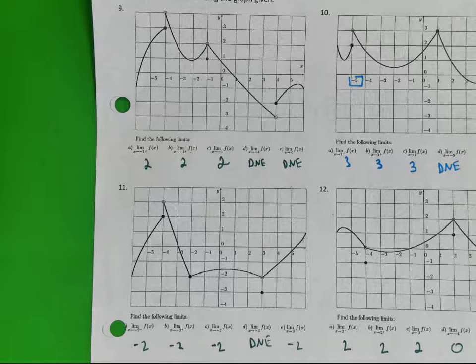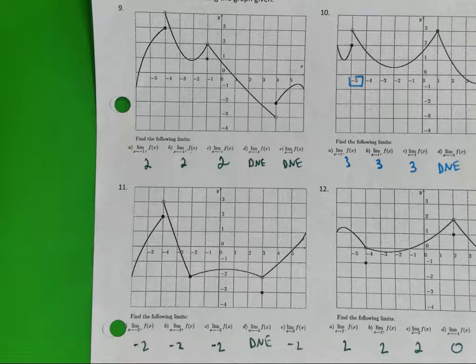The limit as x goes to -4. They did not have the plus or minus, so you got to look at both the left and right side. Coming from the left, it's approaching 3. Coming from the right, it's approaching 4. Are those two different numbers? So your overall limit would be does not exist. Okay? The limit as x approaches 4?